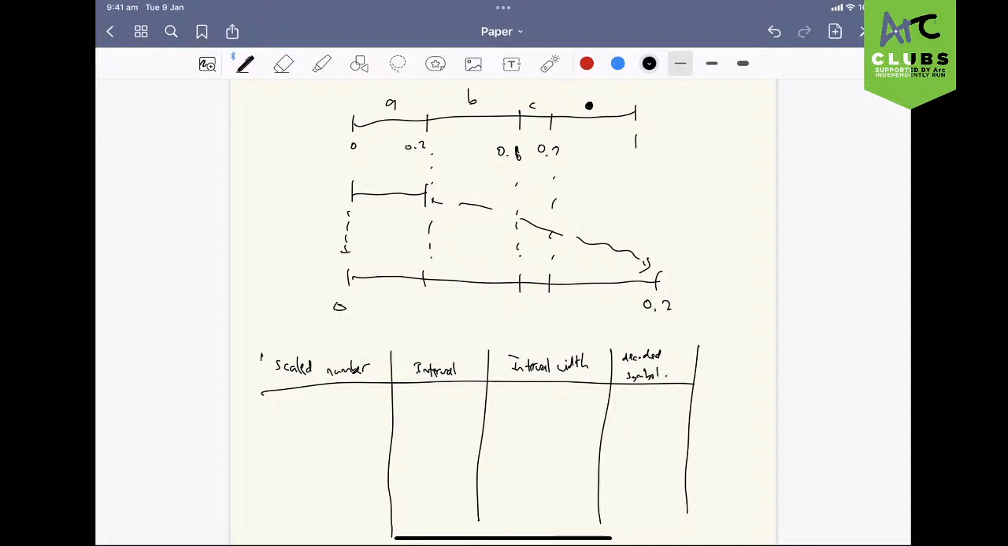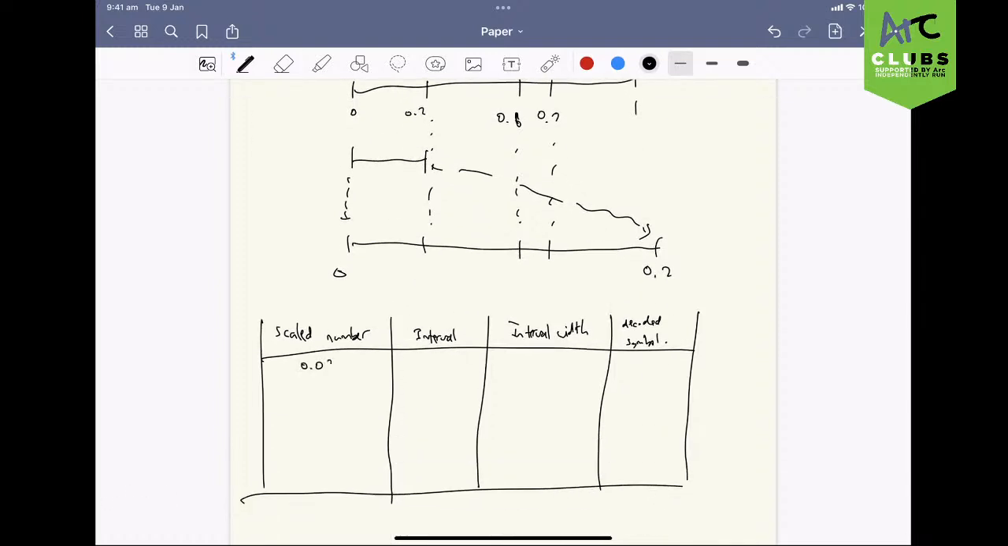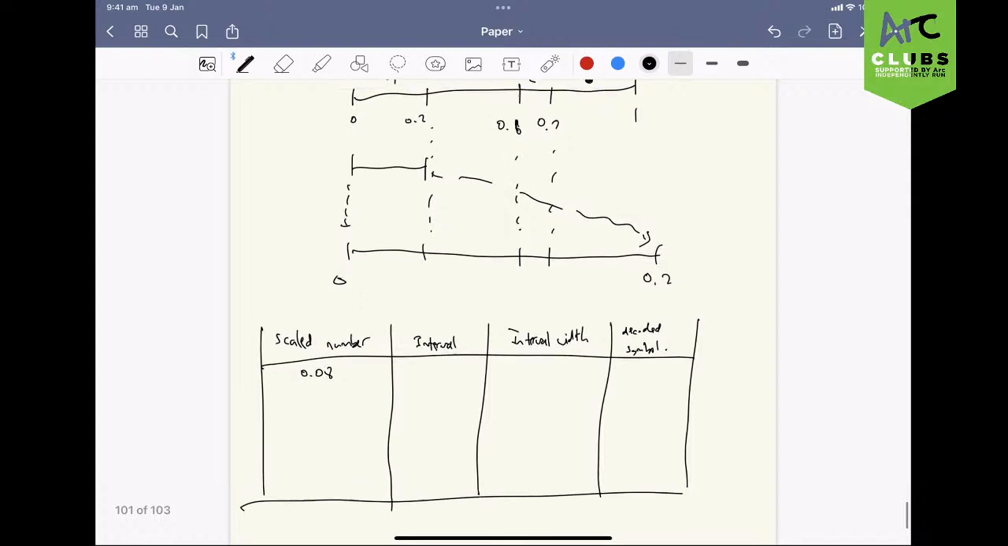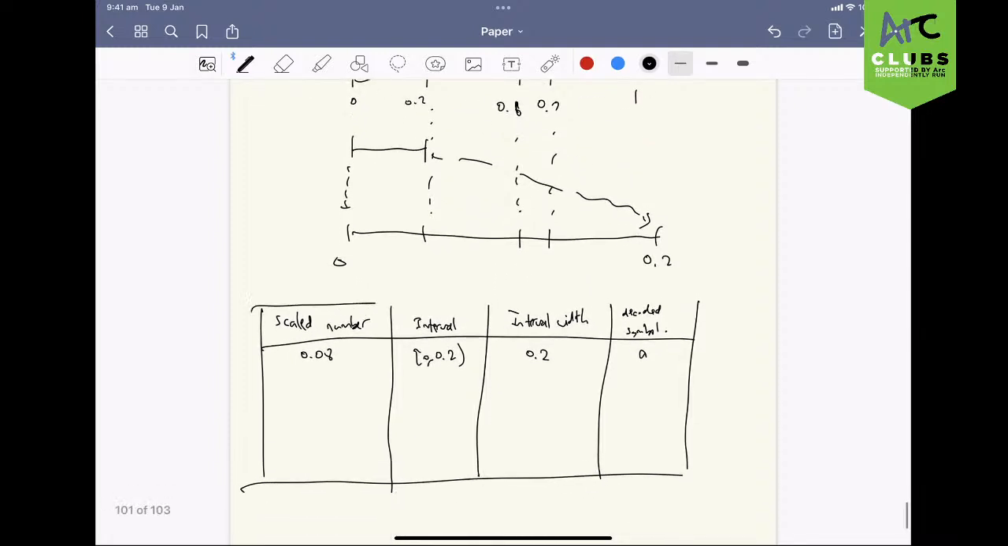So what we start off with is the starting encoding number. The scaled number, we just start with 0.08. That's the thing we want to decode. What interval is that in? That's over here, right? So it's in the 0 to 0.2 interval, and this interval has 0.2 width. And the decoded symbol is A because we ended up in the A subinterval. Now we want to rescale this interval that we ended up with, and also rescale the encoding number in that way.